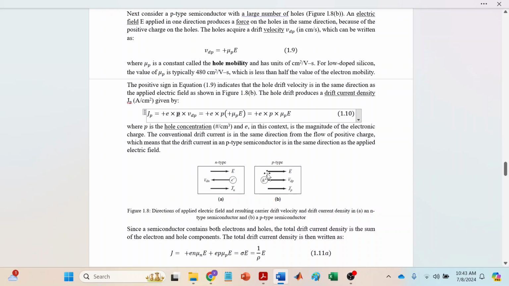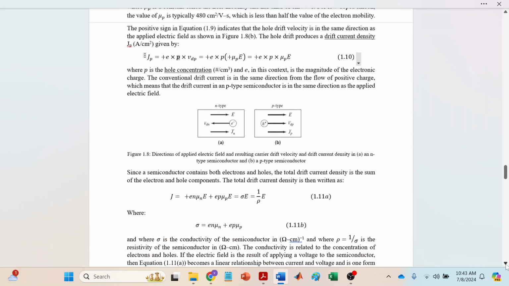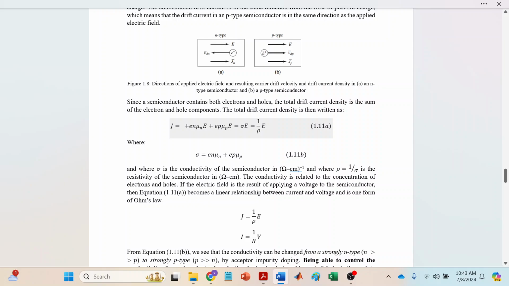For a p-type semiconductor, if this is the direction of the electric field, the velocity is in the same direction, and the current density is also in the same direction. A semiconductor contains both electrons and holes, so the total drift velocity is the summation of that of the electron component and the hole component, and we arrive at the value called sigma.